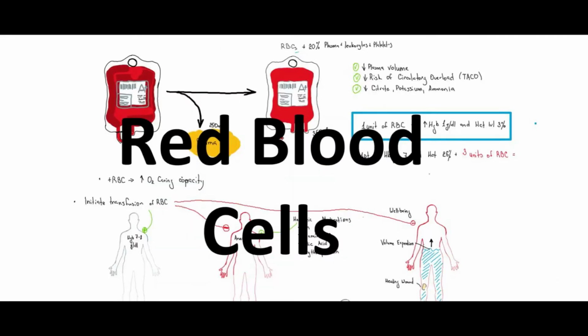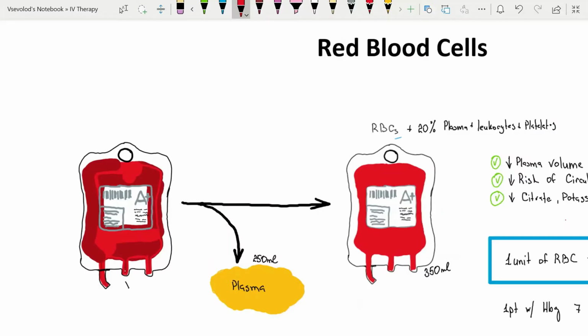Hello, in this video we're going to talk about red blood cell administration in transfusion therapy and how many units you need to get the levels back up. So red blood cells are prepared by removing 250 milliliters of plasma from a whole blood unit. The remaining packed red blood cell concentrate has a volume of approximately 350 milliliters.